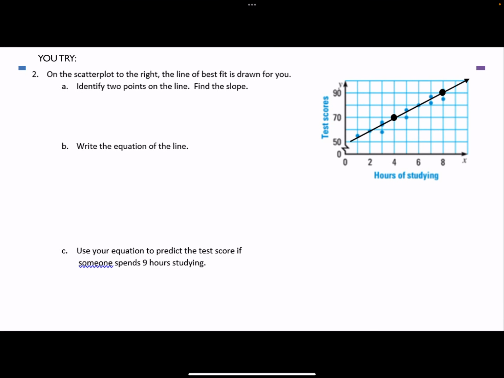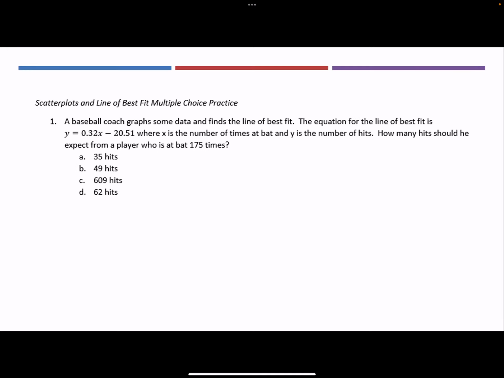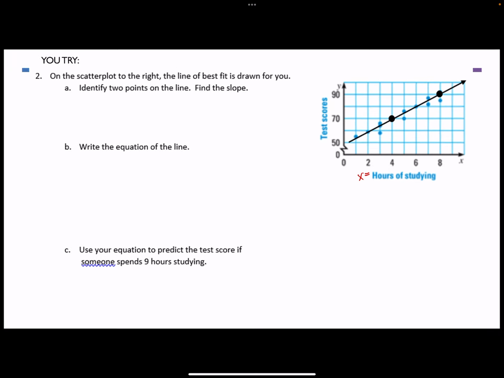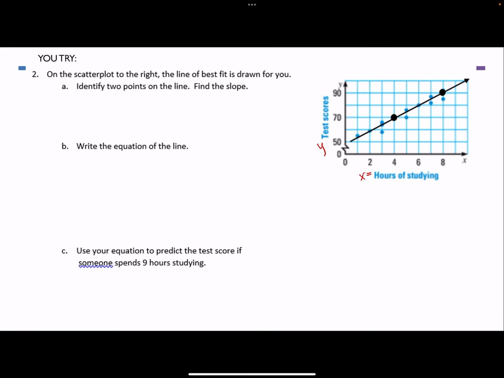Okay, so again, on a scatter plot, you have the line of best fit drawn for you. You have the hours spent studying. This is your x. And then you have your test score. Your test score is your y, right? So you need to identify 2 points on the line and then find the slope.